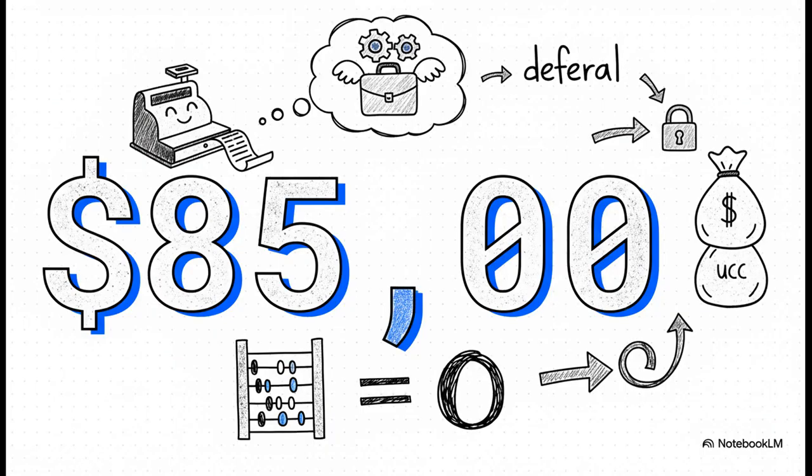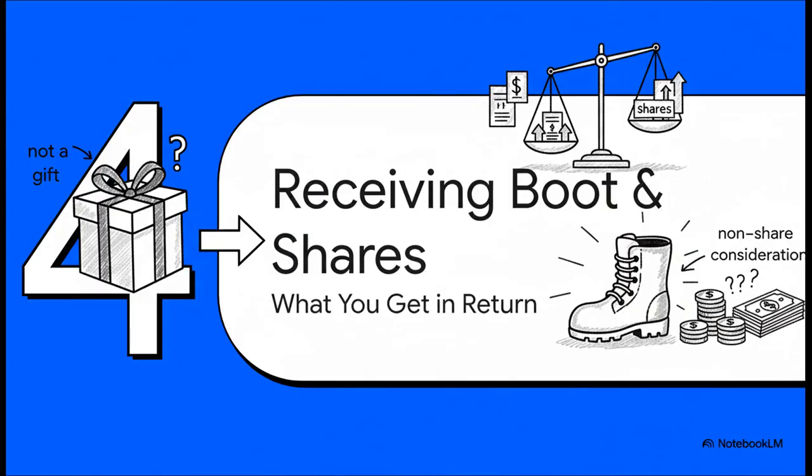By setting your deemed proceeds exactly equal to the UCC, the math for recapture works out to zero. That potential tax hit on the $15,000 difference between the market value and the UCC, it's been successfully kicked down the road. Now, of course, this transfer isn't a gift.